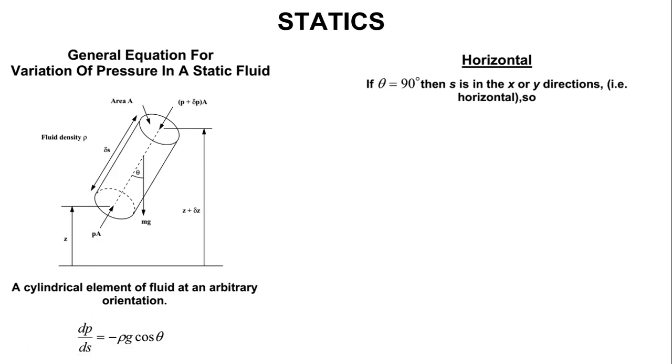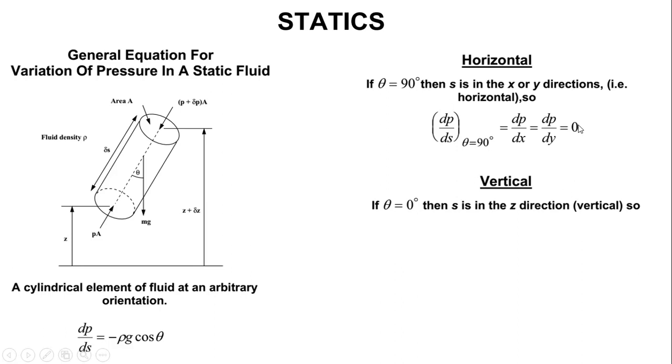So to prove that, we can use the horizontal container. If we take this container to be horizontal and we want to use this same formula that we have, we'll notice that in this case our theta will be 90 degrees. So if theta is 90 degrees, it means cos theta in this case will be equal to 0. Cos 90 is equal to 0. So change in pressure over change in distance will be equal to 0.